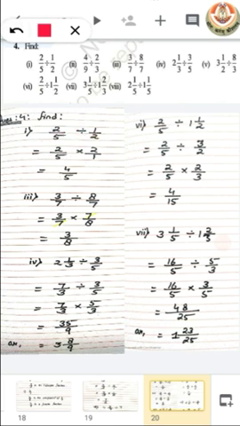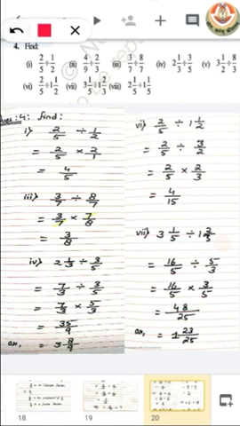Similarly, 3 by 7 is divided by 8 by 7. So, place the multiplication sign in place of division and convert the divisor into its reciprocal. So, we get the answer 3 by 8 as both the 7s will divide each other. So, we get the answer 3 by 8.